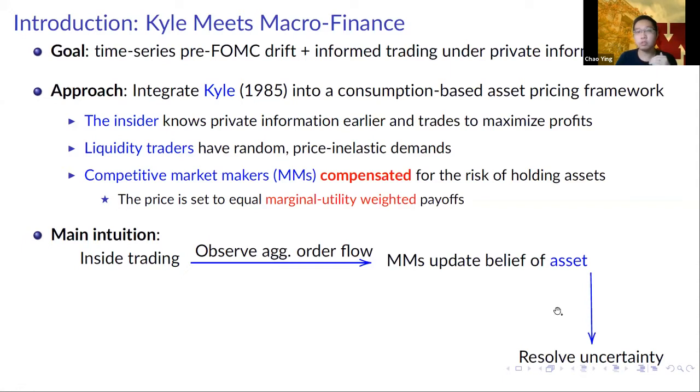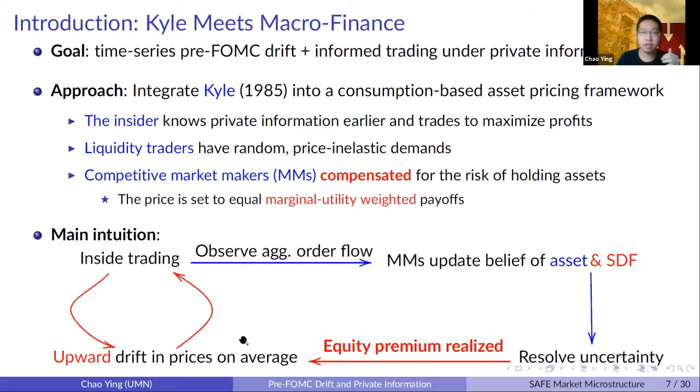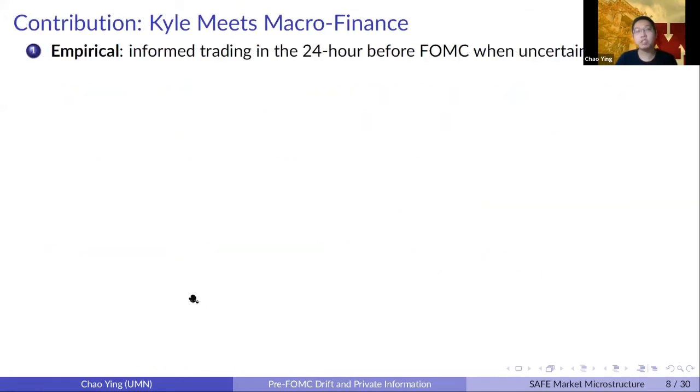And when the market makers are risk compensated, they will update their belief of the asset value and the SDF at the same time, which will also resolve the uncertainty, and it is associated with the realization of the equity premium. This leads to the upward drift in prices on average. In addition, the market makers would expect on average positive trading volume from the insider to chase this premium. And the insider also has to consider the additional price impact from the uncertainty resolution when she trades. This feedback effect is unique in my model, which generates totally different equilibrium implications compared to the standard Kyle model. My paper makes four contributions.